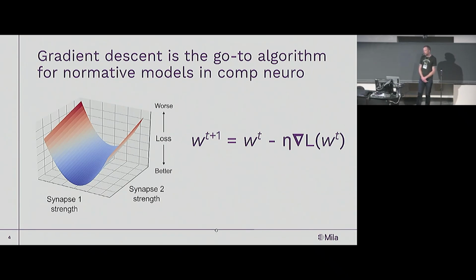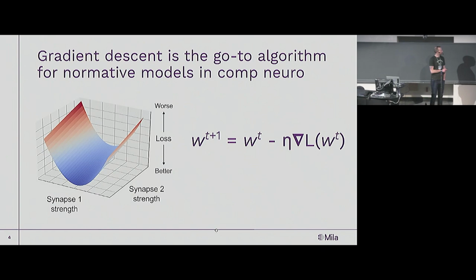So the principles of gradient descent I won't belabor, but I'll just review it very quickly here. The core idea is that if you imagine your space of potential synaptic weights, illustrated here with two synapses, synapse 1 and synapse 2, and then you quantify how well you're doing at your task with a loss function, where the higher the loss function is, the worse things are, the lower it is, the better it is.